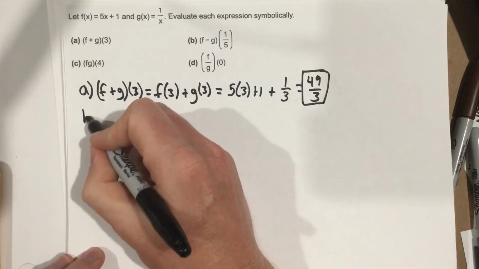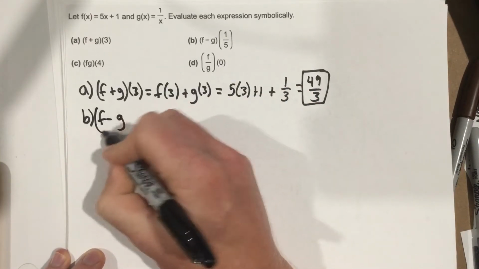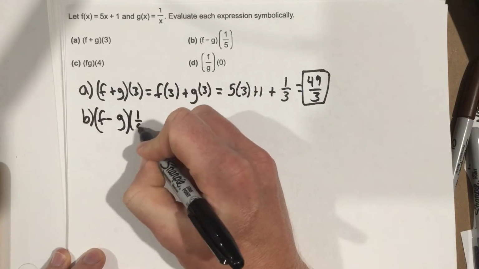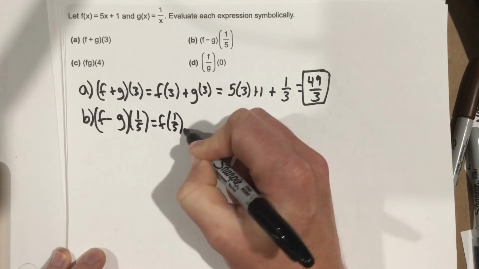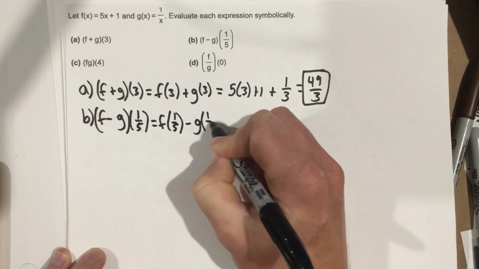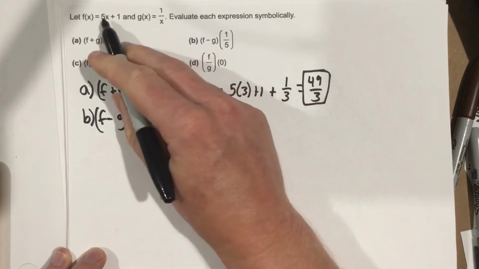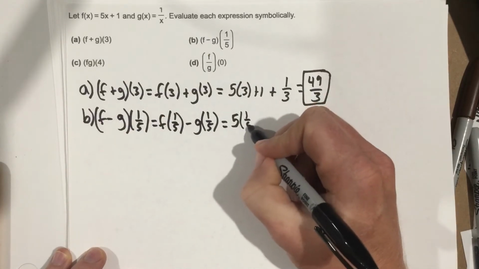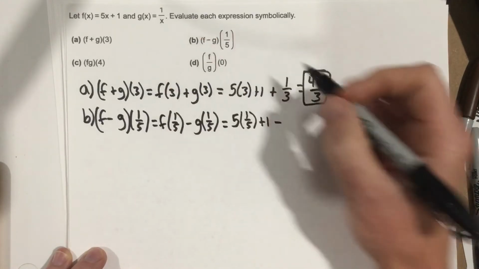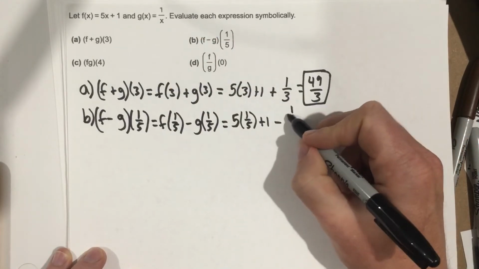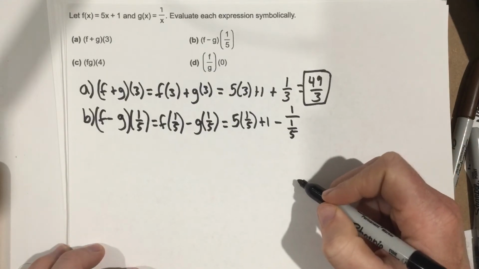Part B then, we got f minus g of 1/5, which is equal to f of 1/5 minus g of 1/5, which gives you 5, with an input of 1/5 for x, plus 1 minus 1 over 1/5. Now we can plug all that into the calculator if we want.